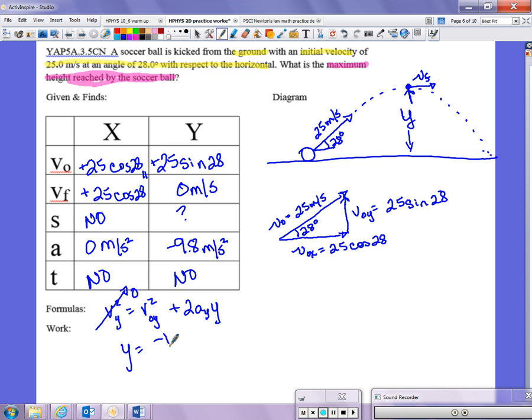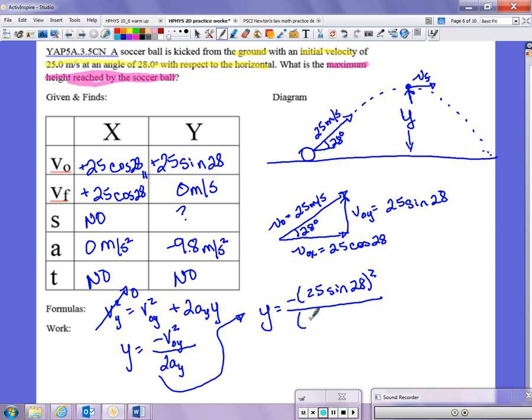And I am solving for y, so let's do a little algebra. Put this on the other side: minus v naught y squared divided by 2a, and that's a subscript. It's hard in here sometimes to denote the subscripts from the things that are on the letter. I try to make them smaller and near the bottom of the letter. You have to just be careful of it. So my y displacement is equal to minus v naught y, so that's 25 sine of 28 squared, divided by 2 times minus 9.8. Again, a reminder, make sure you've got these signs in.